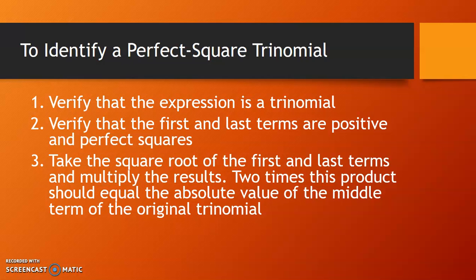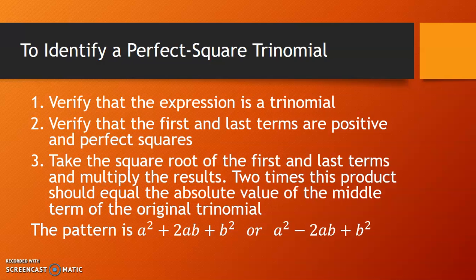Then what you're going to do is take the square root of the first and the last terms, you're going to multiply them together, and then you're going to double it. And that should match the middle term. And it doesn't really matter if the middle term is positive or negative, because again, if you have two negatives or two positives multiplying together, you're always going to end up with a positive. So that middle sign does not affect the problem at all. If it doesn't double the middle, then that means that this is not a perfect square trinomial and it's not able to be factored. So the pattern would look like this.